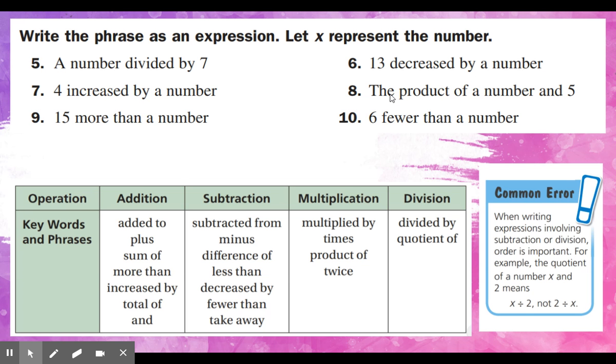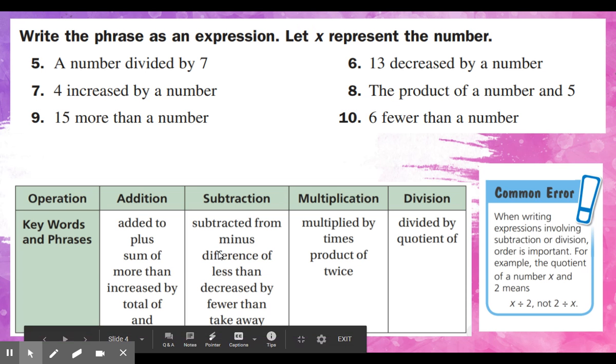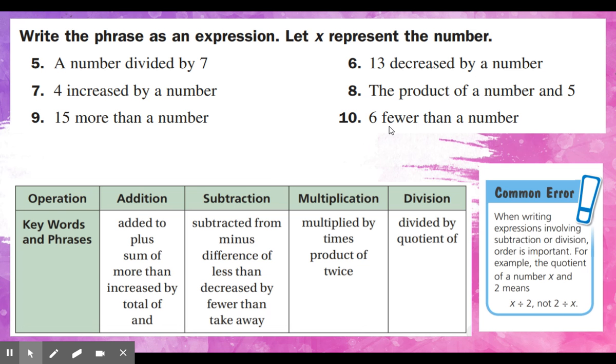Rebecca. X minus 6. Very good. She saw the word fewer. She knew it was in the subtraction column. And then she thought 6 fewer than a number. This has to be the number we're subtracting 6 from, because it's 6 fewer than the original number. Very good, x minus 6.